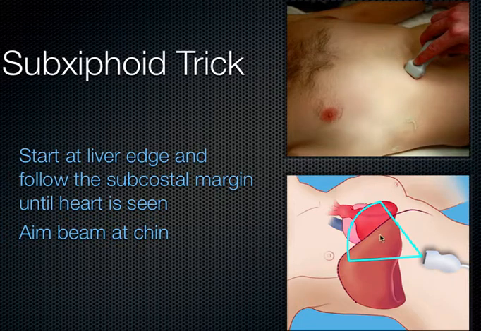You never want to go past midline, because if you go over here to the left side of the body, well, there's no more liver over here anymore, and you're not going to see the heart. You've got to stop right about midline and aim the beam right towards the chin.